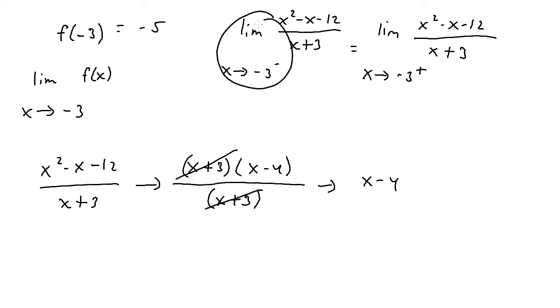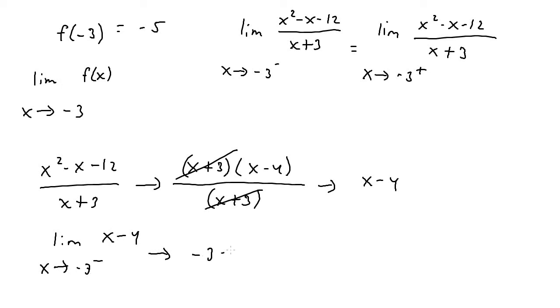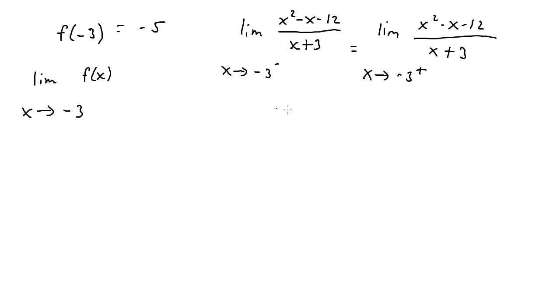So now I can go ahead and rewrite the limit with the new simplified function. So the limit of x minus 4 as x approaches negative 3 from the negative direction. And now I can use direct substitution, plug in negative 3 for x, so then we get negative 3 minus 4, which is equal to negative 7. So I'm just going to go ahead and write negative 7 underneath the left side of the equation.